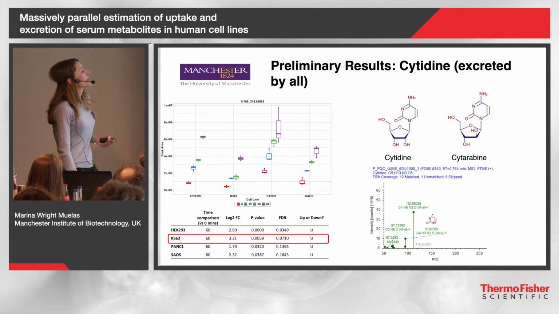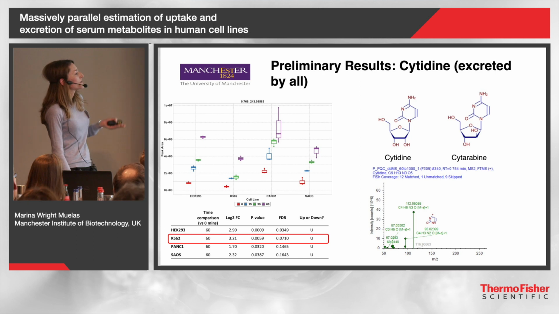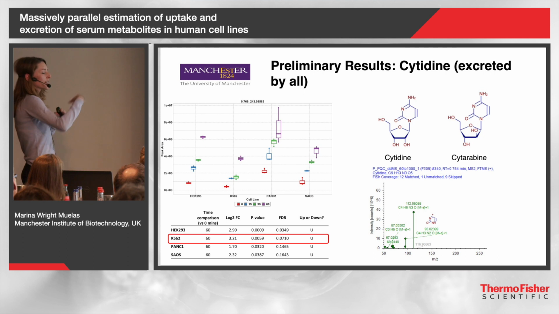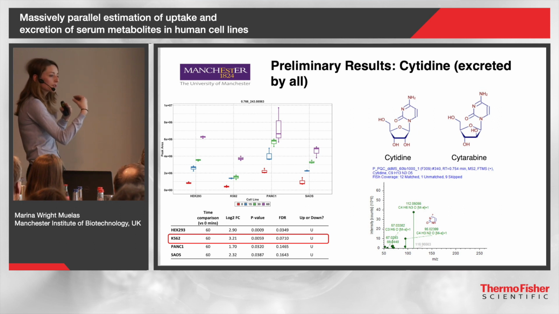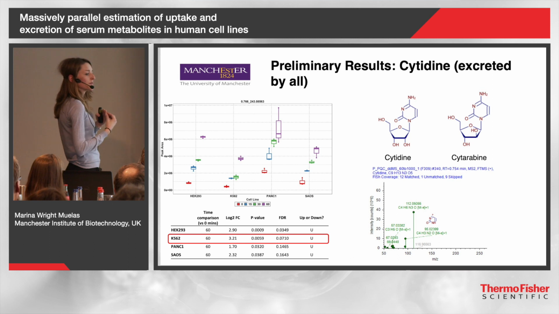Interestingly, we found a number of nucleosides, in this case it was cytidine, that are excreted by the cell lines. Not really sure why they would do this, but I imagine it's maybe down to the fact that they're in exponential growth phase. They might be overproducing nucleosides, and rather than letting them become toxic, maybe they're secreting these to prevent any toxicity here.